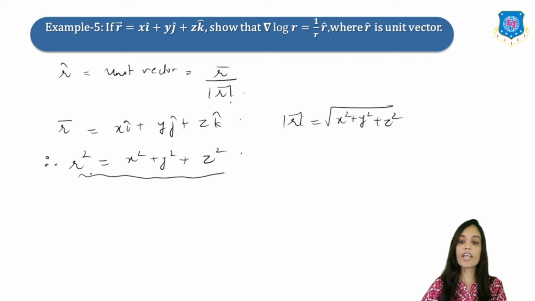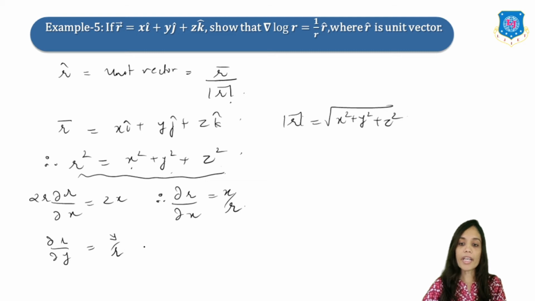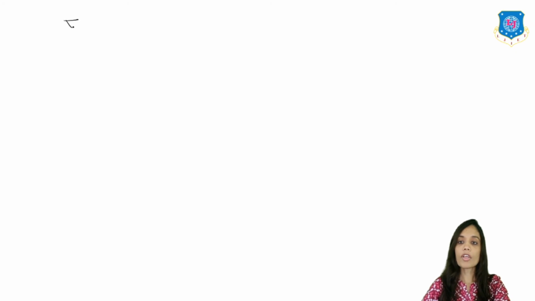Now firstly what I will do is I will find the partial derivative of this function with respect to x, y and z. So firstly do the derivative of this with respect to x. So it will be 2r del r by del x is equal to 2x. Therefore, your answer of del r by del x is what? x upon r. So, similarly the answer of del r by del y will be what? y by r. And lastly, the answer of del r by del z will be what? z by r. Okay. So, now let us find the gradient of log r.